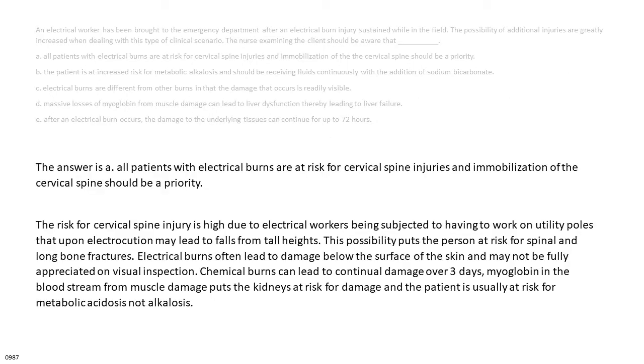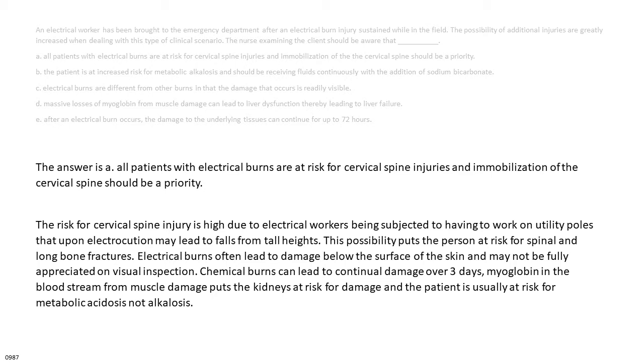The answer is A. All patients with electrical burns are at risk for cervical spine injuries, and immobilization of the cervical spine should be a priority. The risk for cervical spine injury is high due to electrical workers having to work on utility poles that upon electrocution may lead to falls from tall heights. This possibility puts the person at risk for spinal and long bone fractures.